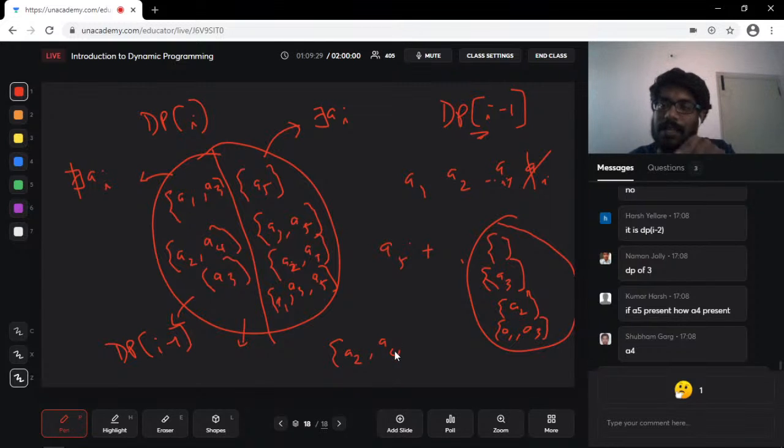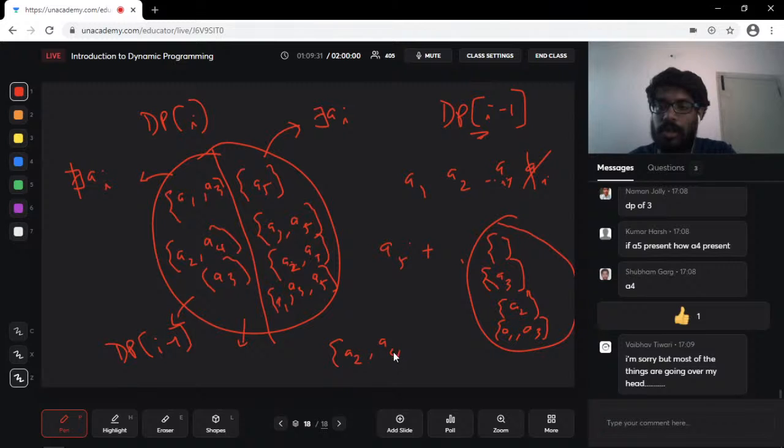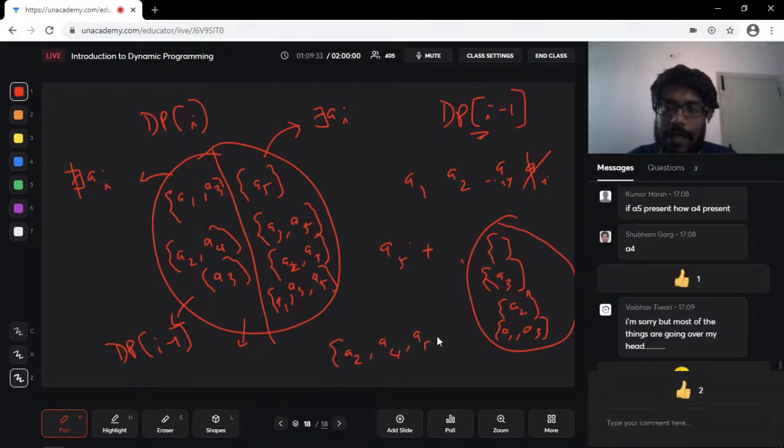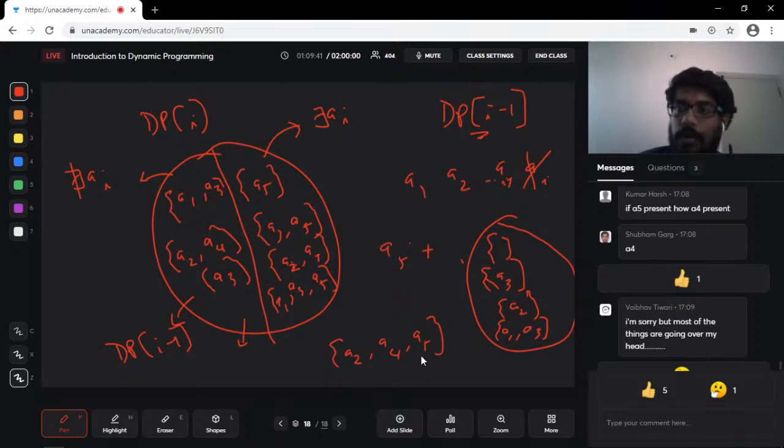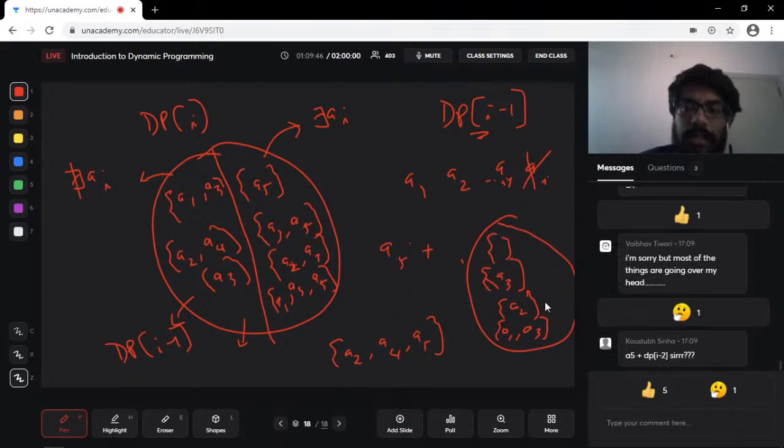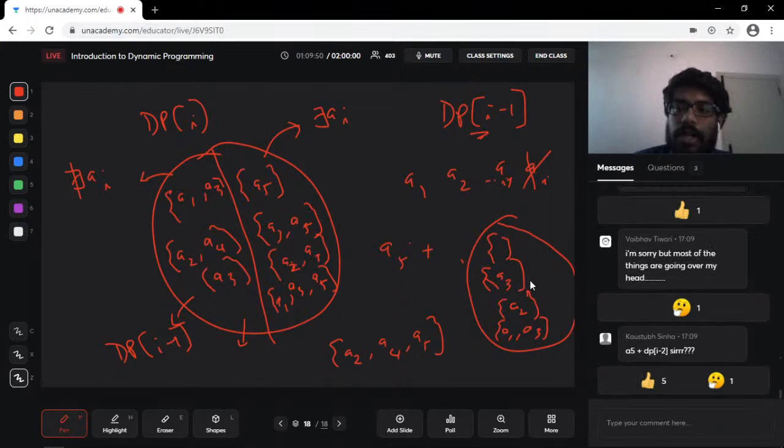But now if I take that, suppose this was the maximum of dp4, and if I plug in a5 at the end, this is no longer valid, right? Because a4 and a5 are adjacent, and that's not allowed. Yeah. So yes, it is true that all these elements are valid subsets of a1, a2 to ai minus 1, but the other way around is not true.